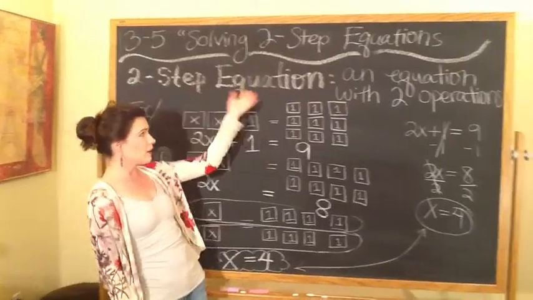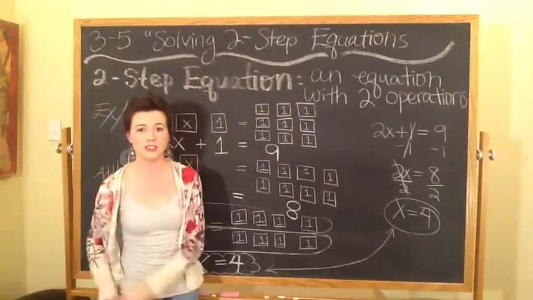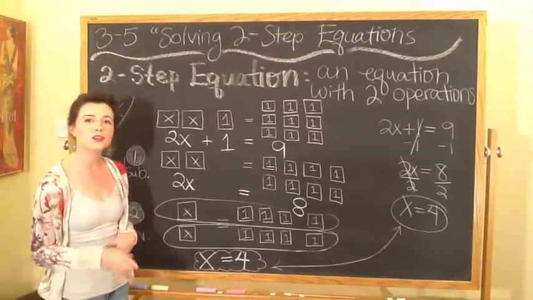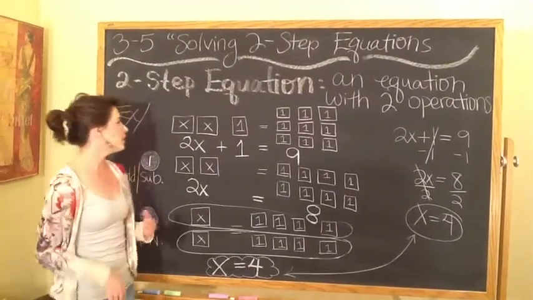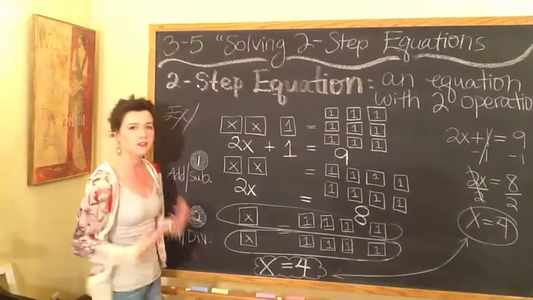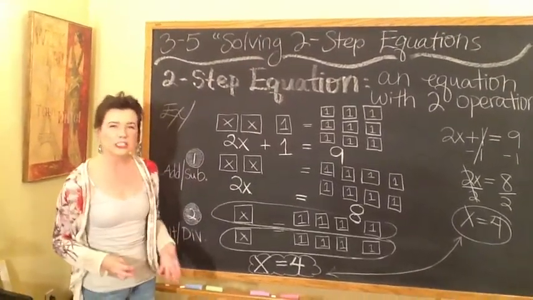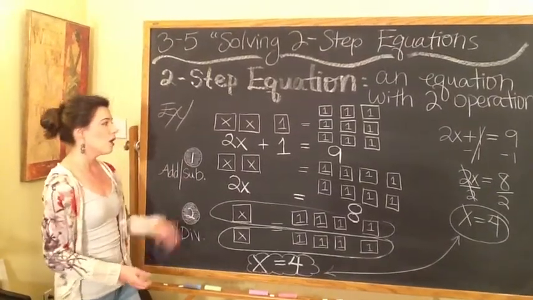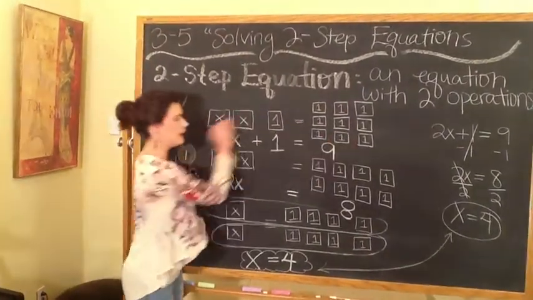A two-step equation is an equation with two operations. First we're going to add or subtract, and then we're going to multiply or divide. I wanted to show you the steps in a visual of what we are really doing when we're adding, subtracting, and dividing. So first let's look at this first area.